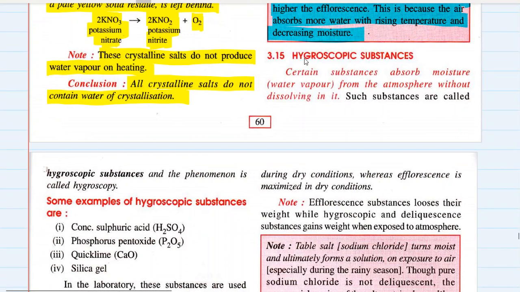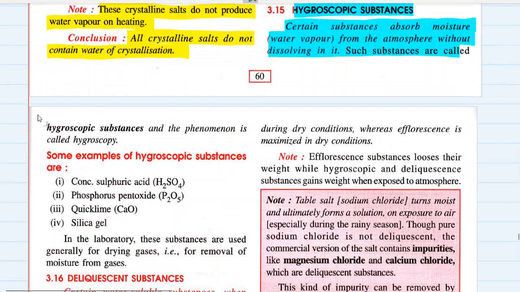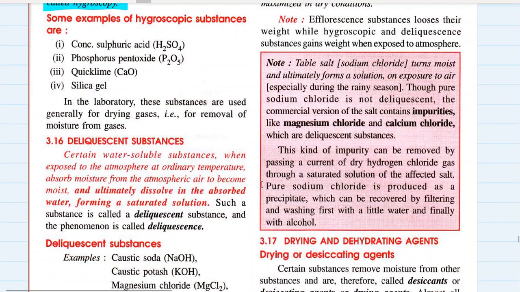Then the second term which we have to study regarding crystalline salts is hygroscopic substances. Certain substances, mostly salts, absorb moisture or water vapor from the atmosphere without dissolving in it. Such substances are called hygroscopic substances, and the phenomenon is known as hygroscopy. So what are these substances? Concentrated sulfuric acid, phosphorus pentoxide, quicklime, calcium oxide, silica gel.